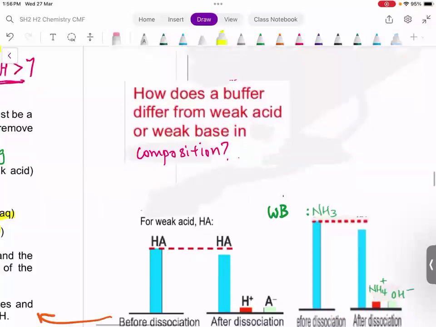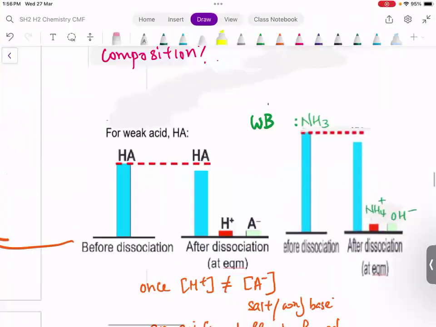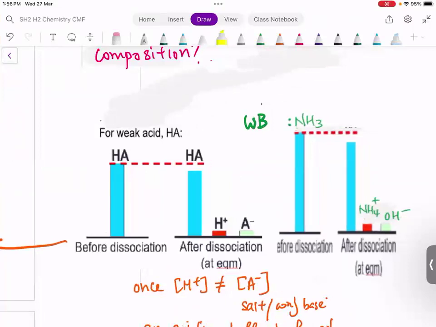If I use a diagram to show you, this diagram tells you that if you have a weak acid alone or a weak base alone, you see equal concentrations of H plus and A minus. For a weak base, you see equal amounts of the conjugate acid and the OH minus released. But this is not true for a buffer. So what do we do for a buffer? How do we make a buffer?